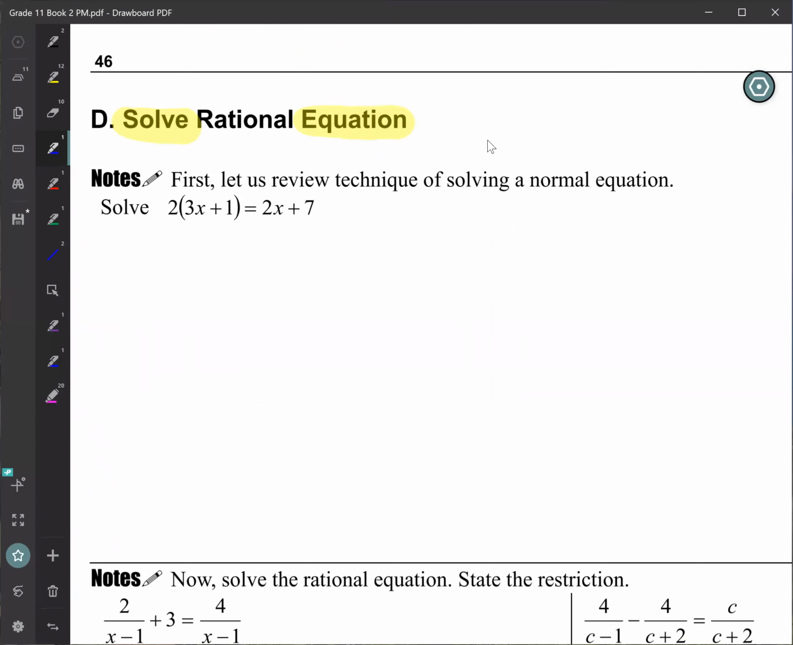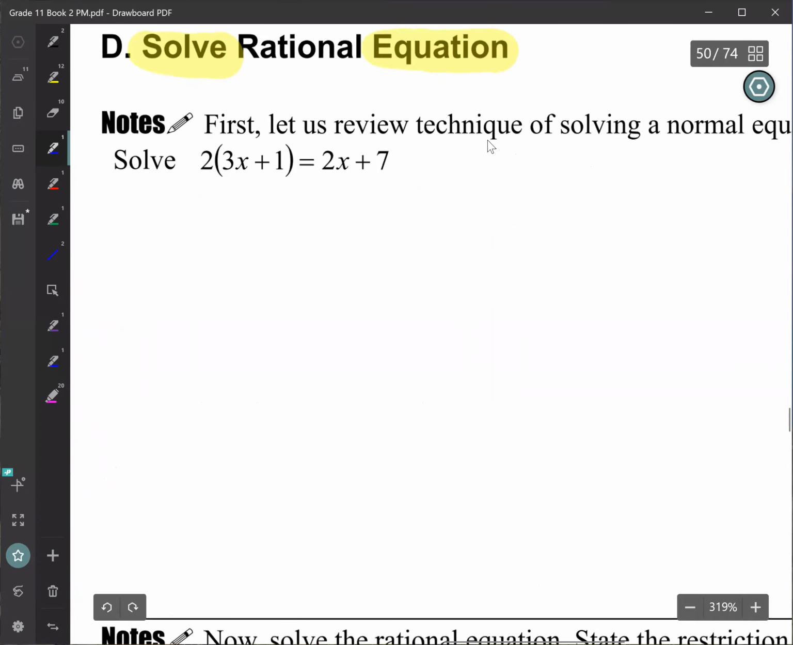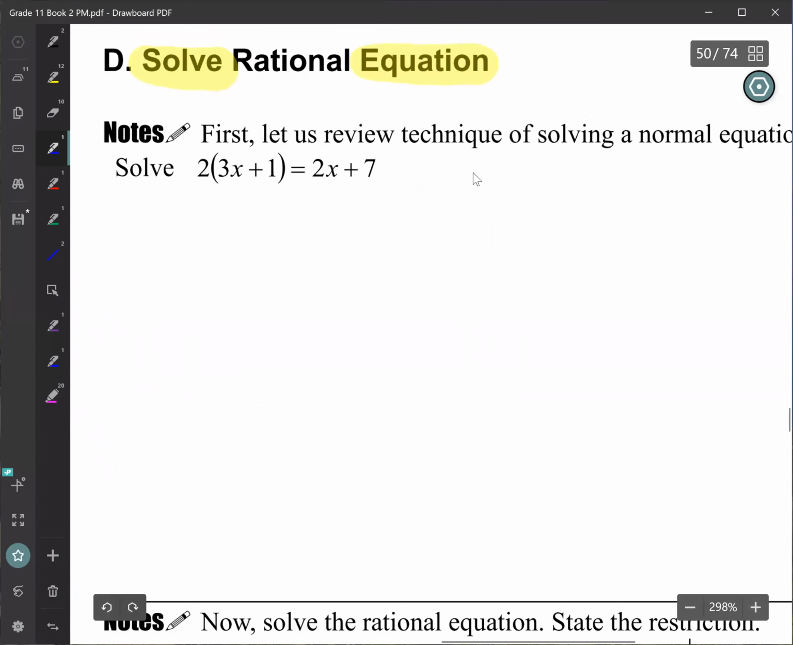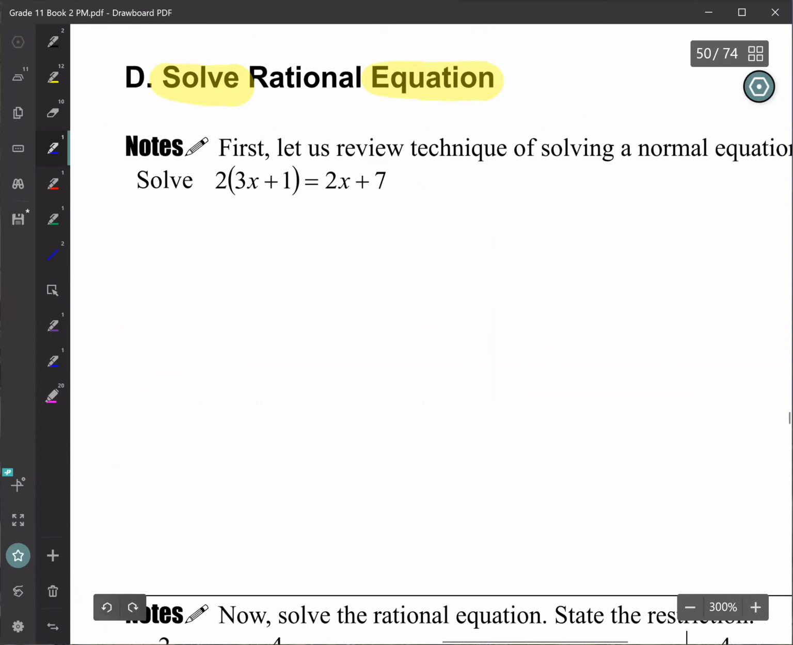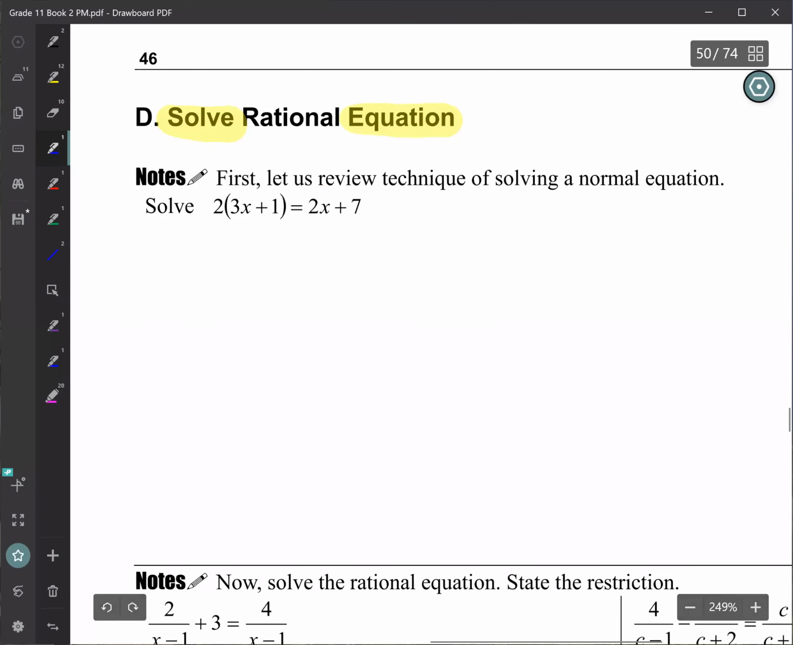Okay, so I'll let you guys try this one out by yourself. This one should be like grade 9, grade 10, okay? So raise your hand when you finish this question. On page 46.